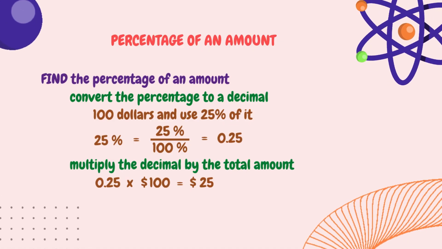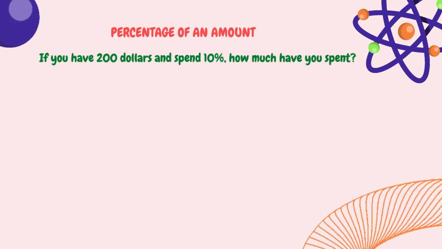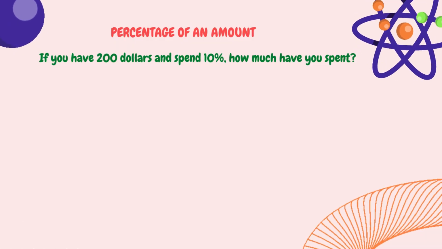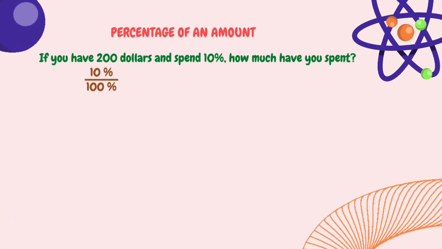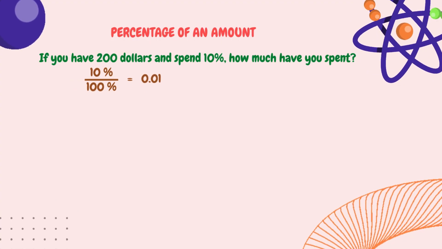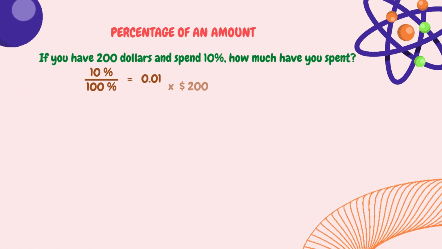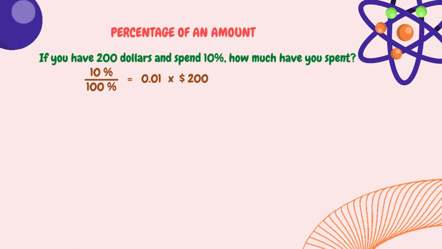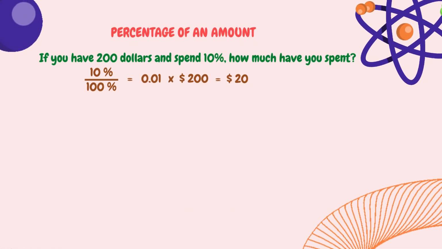Let's go through 3 simple examples. Example 1. If you have $200 and spend 10%, how much have you spent? First, convert 10% to a decimal. 10% divided by 100 gives 0.10. Multiply 0.10 by the total amount, that is $200. 0.1 times 200 is equal to $20, so the amount used is $20.